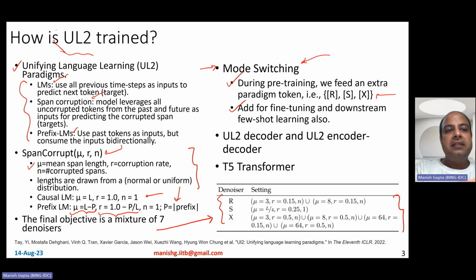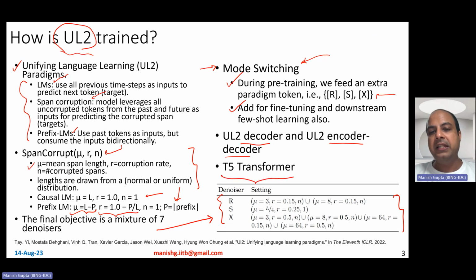Architecture-wise, UL2 has essentially two forms: a decoder-only form and an encoder-decoder form. The backbone is the T5 transformer. So essentially, it is either a transformer decoder or a transformer encoder-decoder model. Architecture-wise, there is not much new in there.